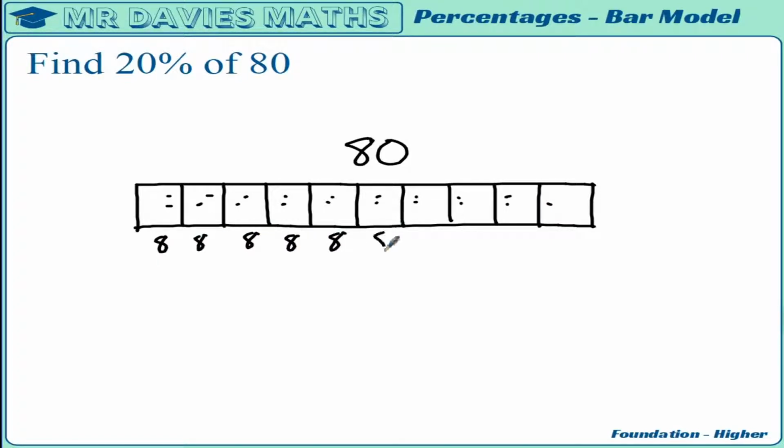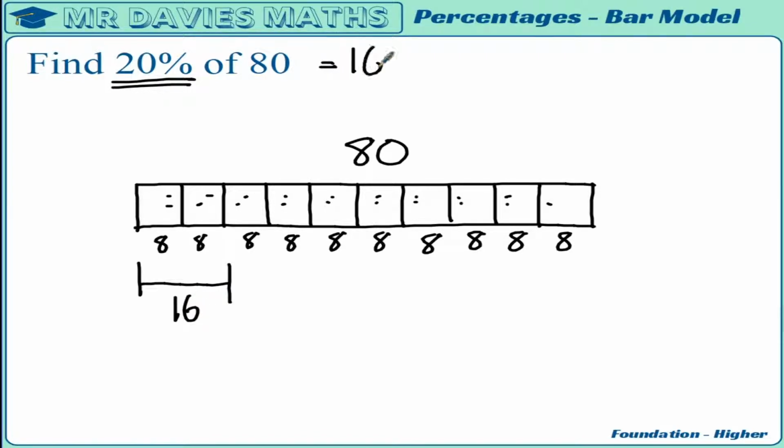Because 8 tens is also 80. Now I'm asking to find 20%, so all I need is 2 of the boxes. Well, that's easy enough. 8 and 8 will make a total of 16. So my answer is 16.